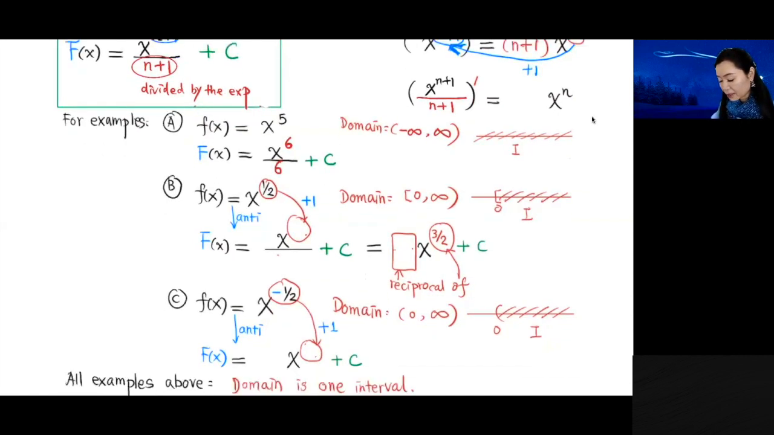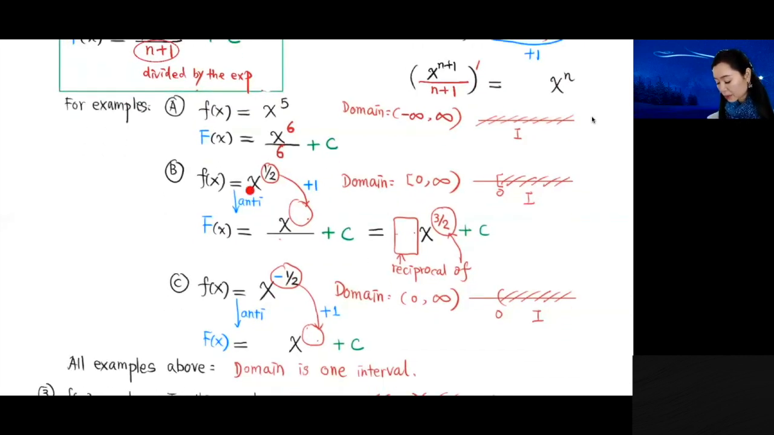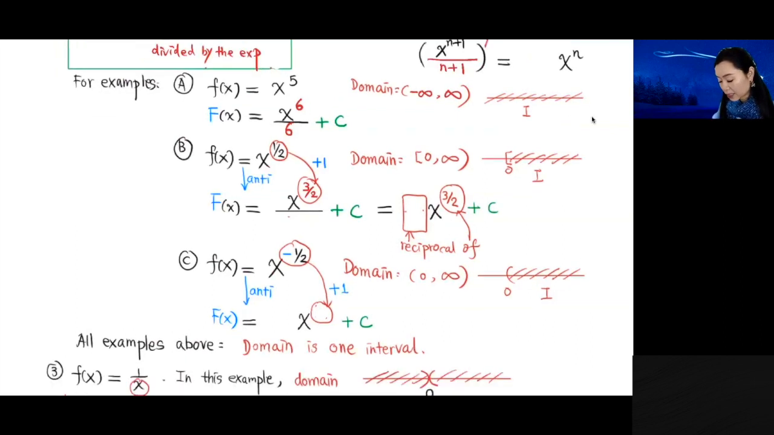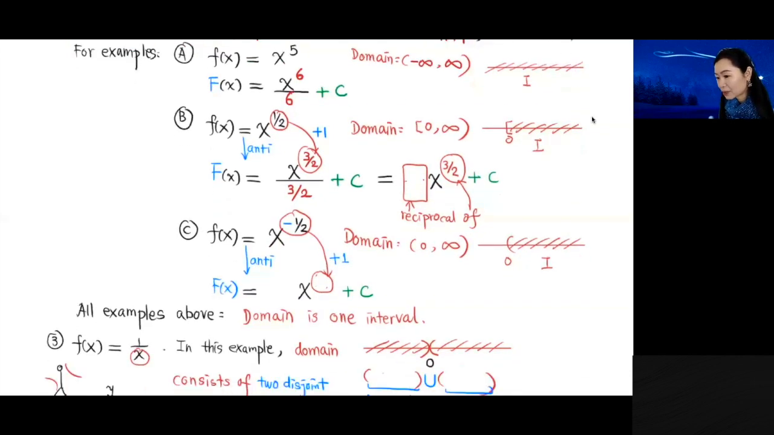Okay, now, next one, x to the 1/2 power. The domain for this will be all non-negative numbers. So for the antiderivative here, you increase this exponent by 1, which gets to 3/2. And then you divide by the exponent, so you divide by 3/2. Dividing by 3/2 is the same as multiplying by its reciprocal. So you're going to multiply by 2 over 3 right here. This is the reciprocal of this exponent.